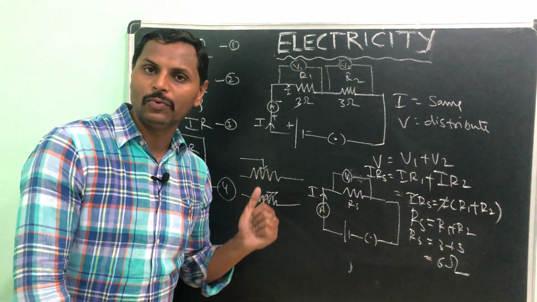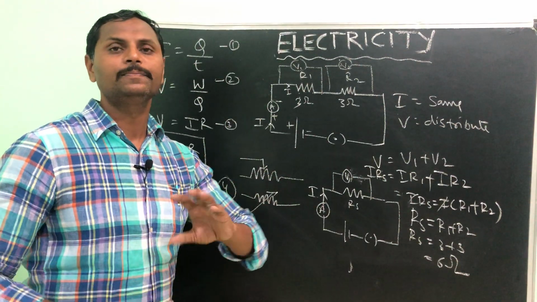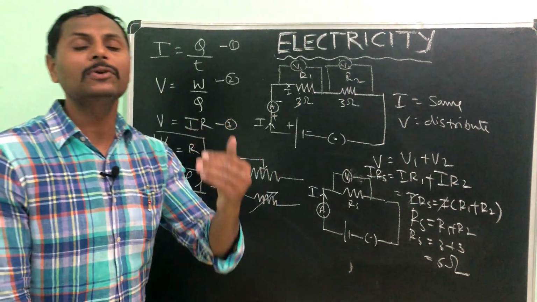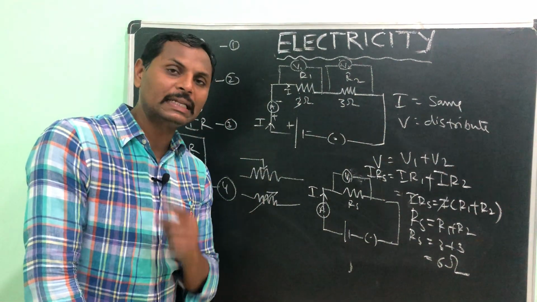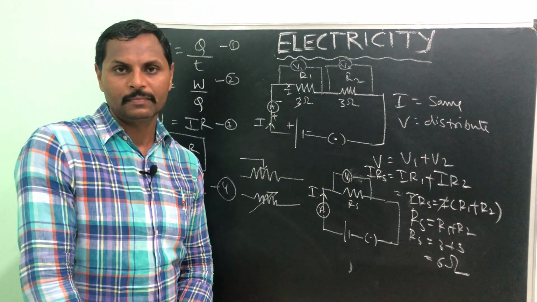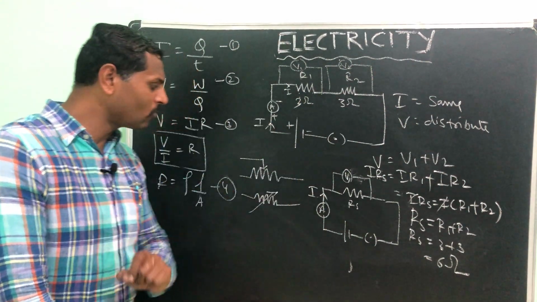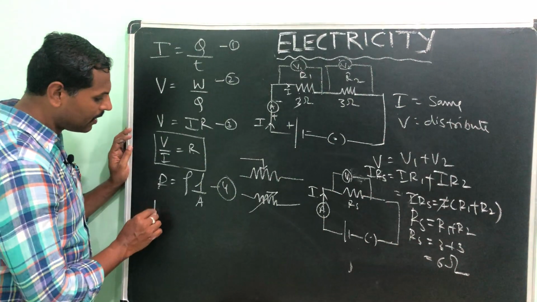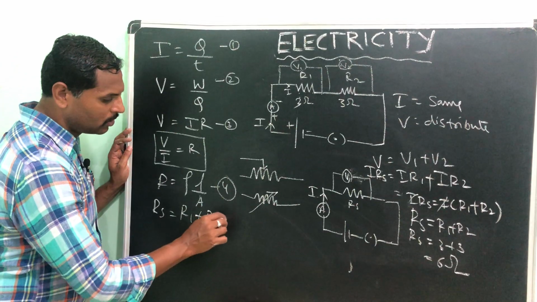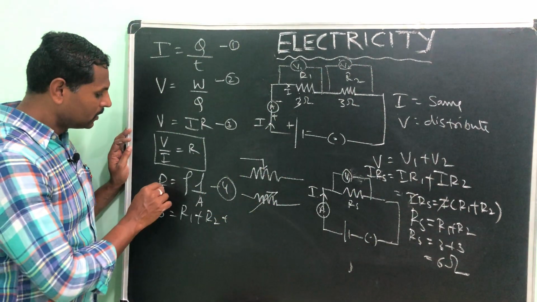Here you have to put a 6 ohm. That means in a series, if you want to increase the resistance, if you want to increase the opposition to the flow of current, then simply connect the resistances in series. So you got one more formula. What is that? RS is equal to R1 plus R2 plus so on.